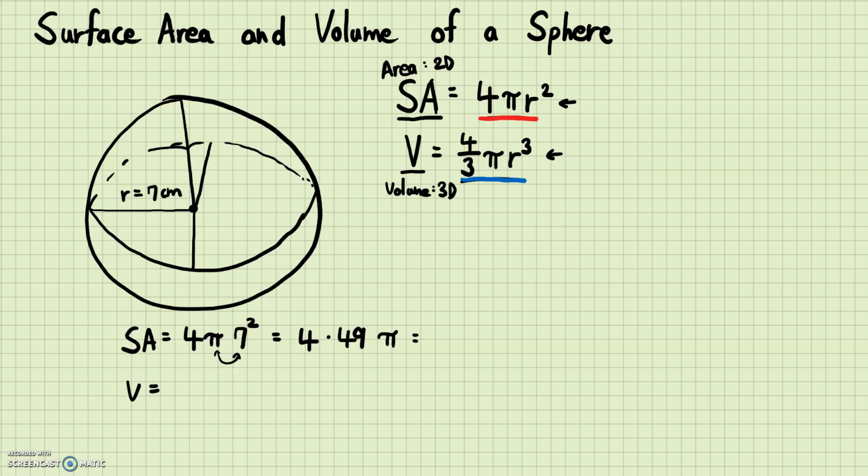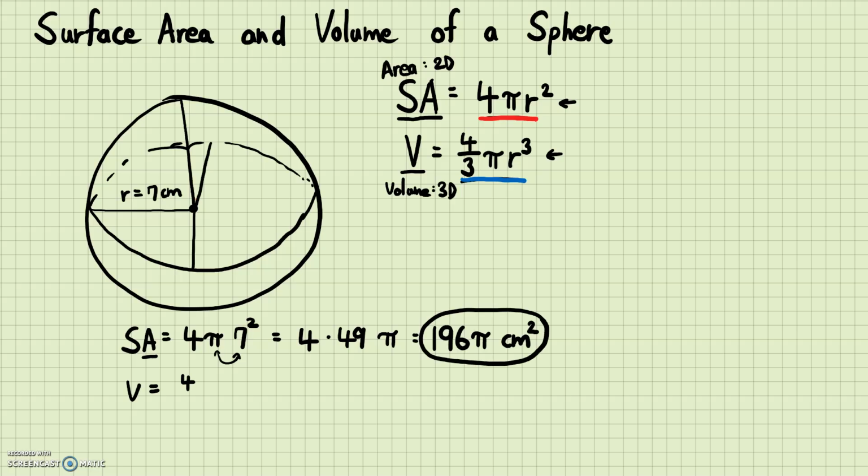And 4 times 49 is 196. Pi, don't forget pi. And also don't forget the unit. The unit was centimeters. And this is an area unit, so centimeters being squared. So this is our surface area.